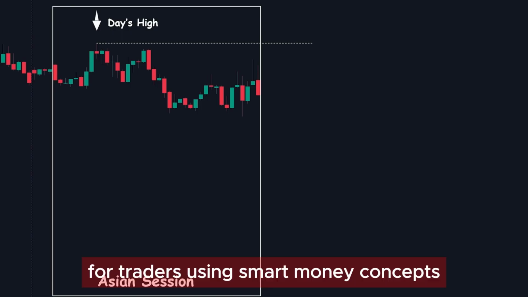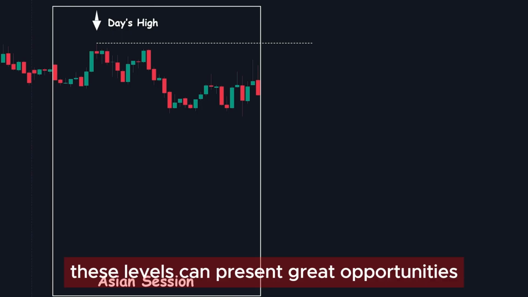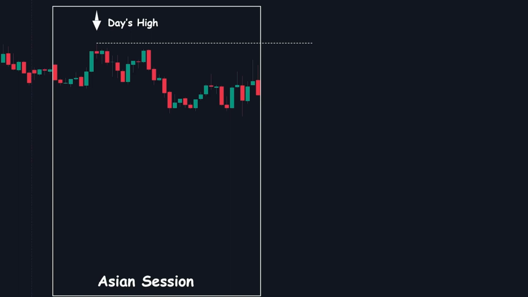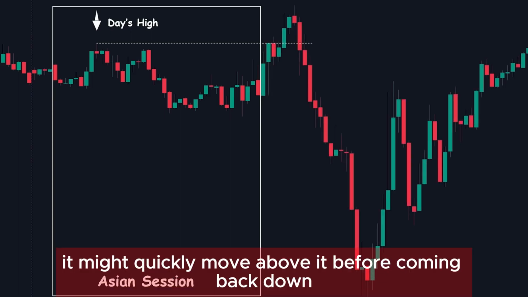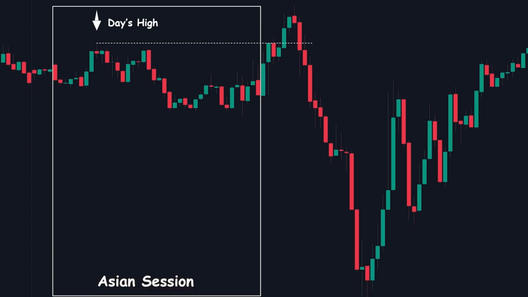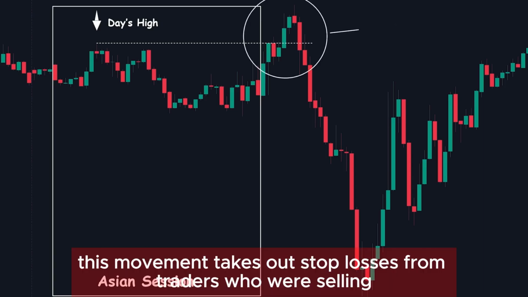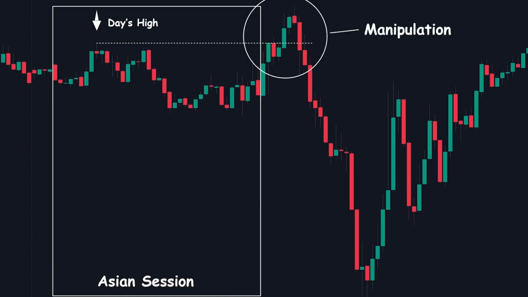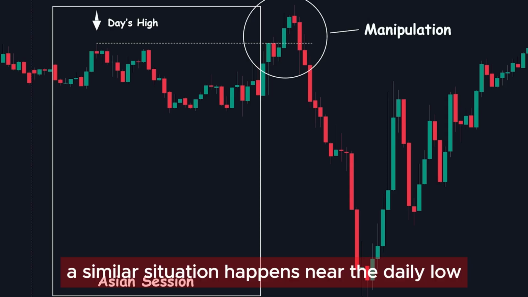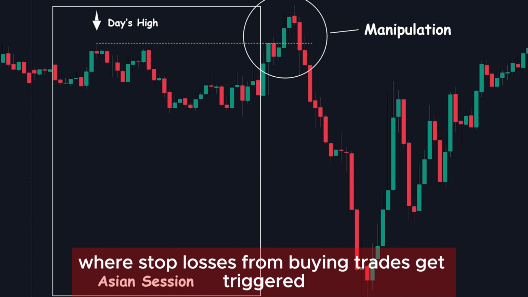For traders using smart money concepts, these levels can present great opportunities. When the price gets close to the daily high, it might quickly move above it before coming back down. This movement takes out stop losses from traders who were selling and can activate buy orders. A similar situation happens near the daily low, where stop losses from buying trades get triggered.